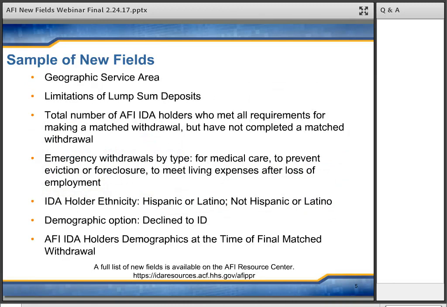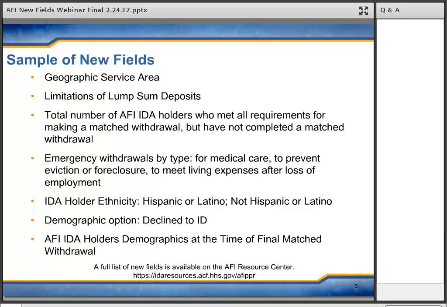And then here's just a few of the new fields that you're going to need to collect. So this is not the exhaustive list that's posted on the website. This is just some of the highlights of some of the new fields. You must look at the whole list of all the new fields posted on the AFI Resource Center, because these fields are highlighted because they are maybe the most challenging as you change your data collection.